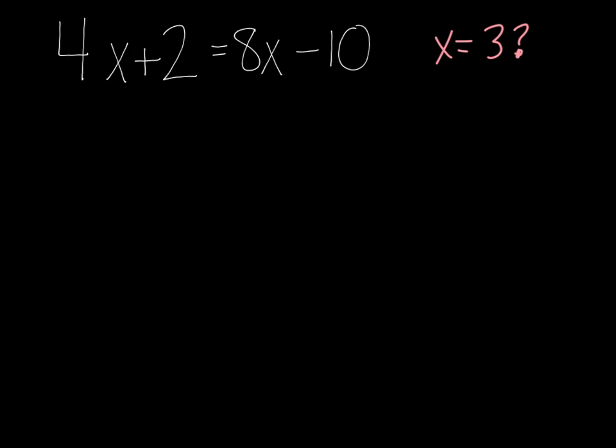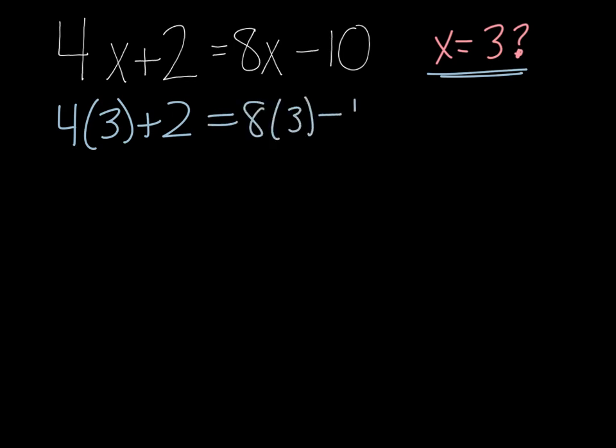Well, we've already talked about in class before that you can take this and substitute it back in place of x. But let's see what that actually looks like. So I'm going to rewrite the equation, but this time instead of x, I put 3. So I have 4 times 3 plus 2 equals 8 times 3 minus 10. Okay? This step of rewriting the equation with the value of x in there is critical. You always start with that one.